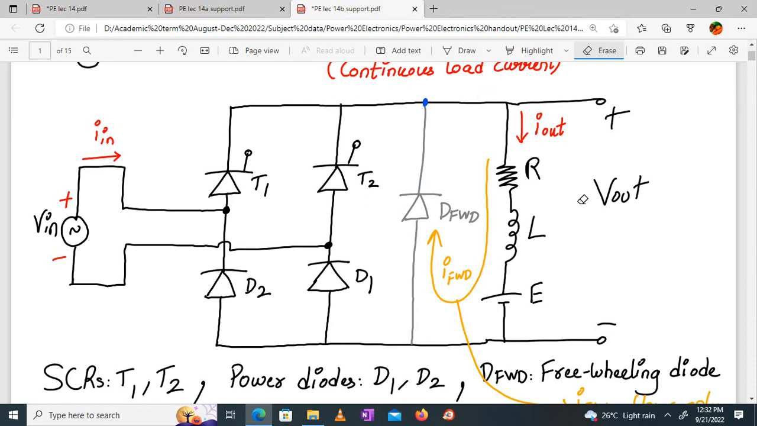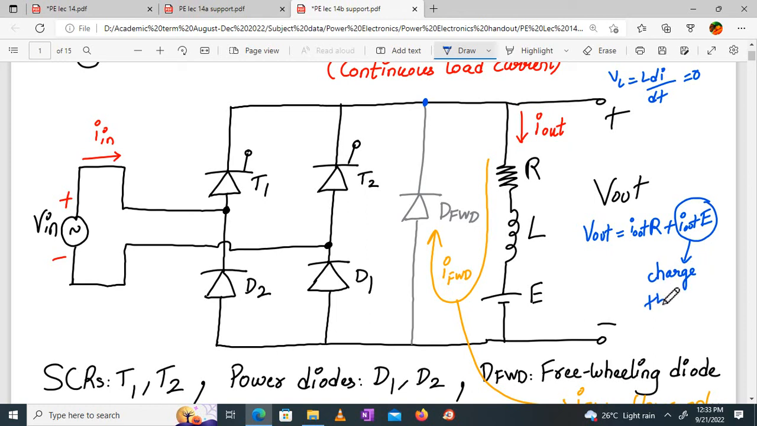Yes or no? Look, I'm telling you one more thing here. What is V out? How is its current? I out into R is equal. Across the inductor the current is constant, so what will its voltage be? Zero. How? Look, V L is L di/dt. If my current is constant, then the derivative of a constant is zero, meaning V L is zero. So what will come here? This will charge the battery. Current flowing through the resistor is lost. Current flowing to the inductor will store the energy. And current flowing through the battery will charge the battery. That is its meaning.